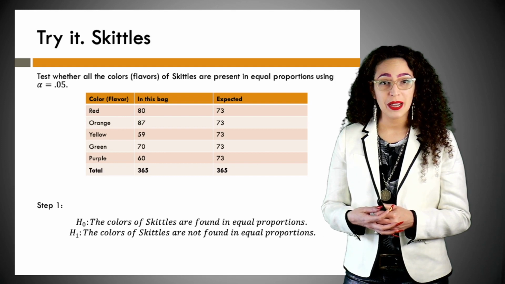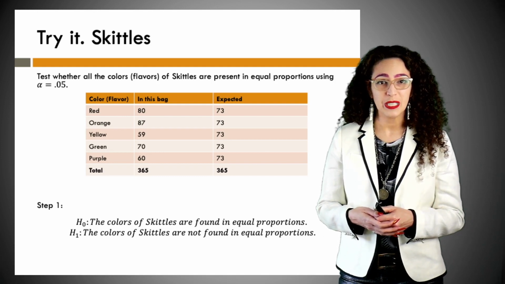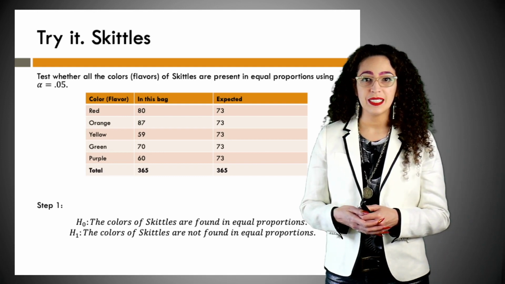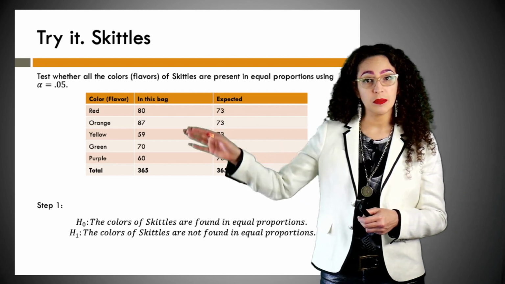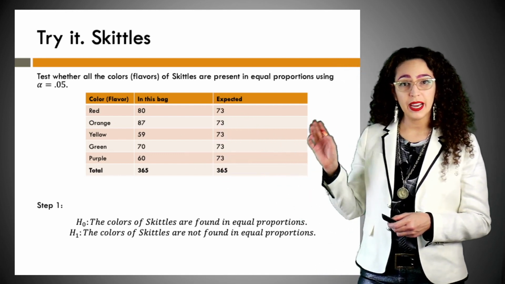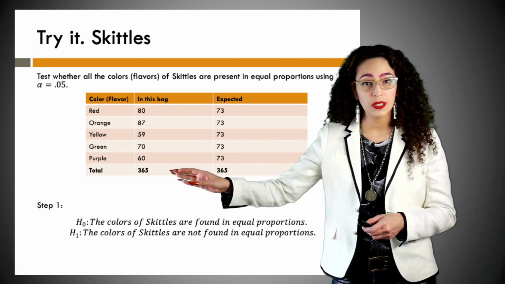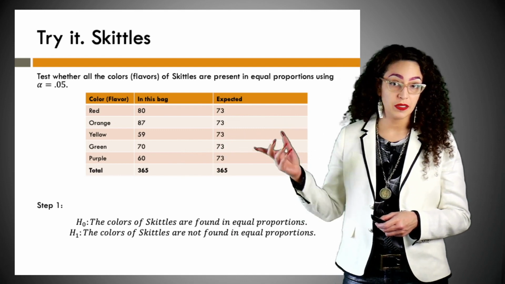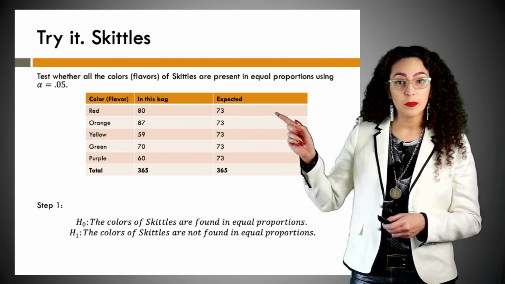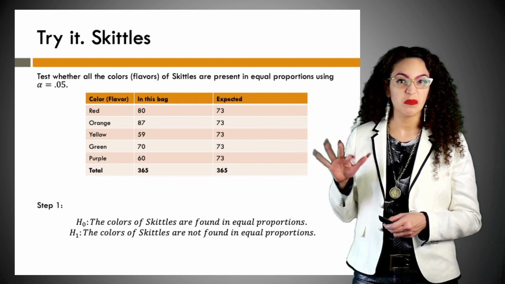Anyways, test if all those colors come in equal proportions. So I took a big bag of Skittles, counted them all meticulously, and there were 365, and these were the numbers for each color. Now, if you take the total number and divide by 5, which is the number of colors there are in a bag, you would expect 73 of each color around.